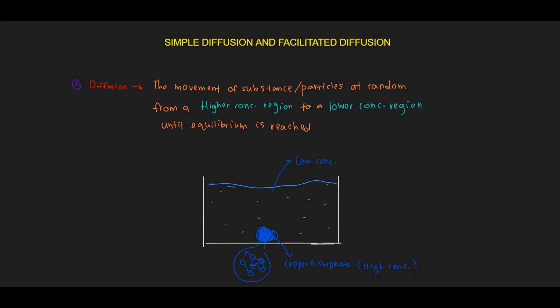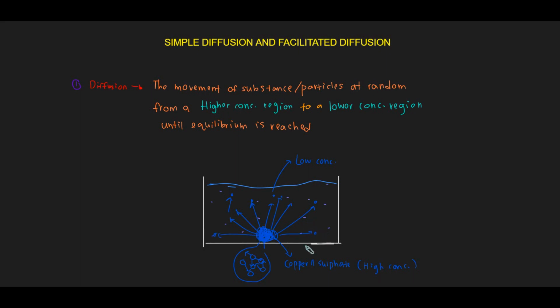We know that diffusion will occur when there is a concentration gradient, meaning that we have a higher concentration region and a lower concentration region. So the particles of copper sulfate will travel across the water molecules to fill up the spaces between them until equilibrium is reached, meaning that they occupy all the space until the solution turns completely blue from colorless. This process is known as diffusion.